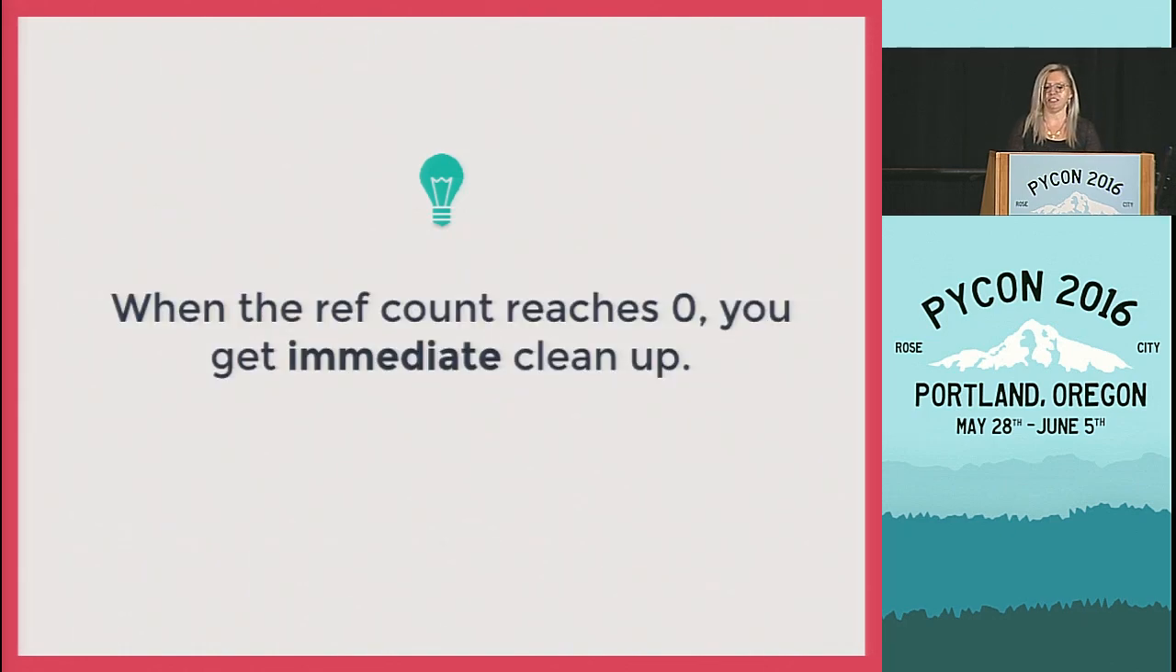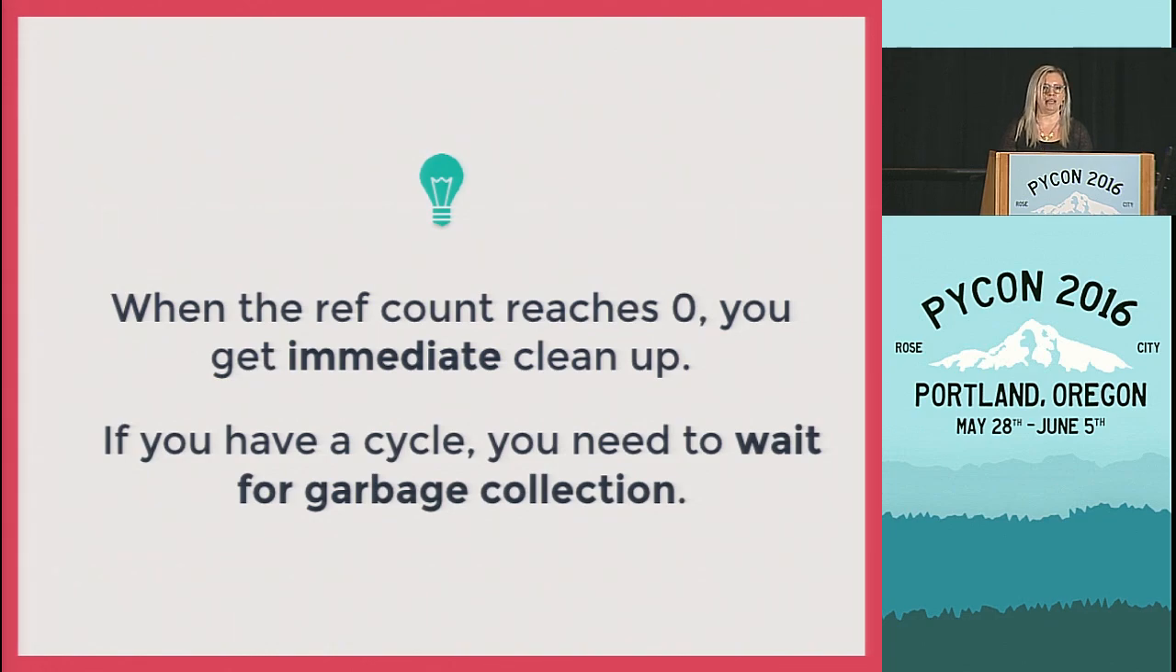A big idea here is that when the ref count reaches 0, we get an immediate cleanup. But if we have objects with cycles, we are going to need for garbage collection to run. And in order to do that, we have to wait. So if you have those cyclical references, it could potentially slow your program down. They could really be a culprit.